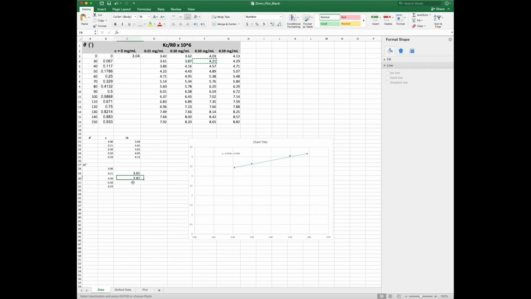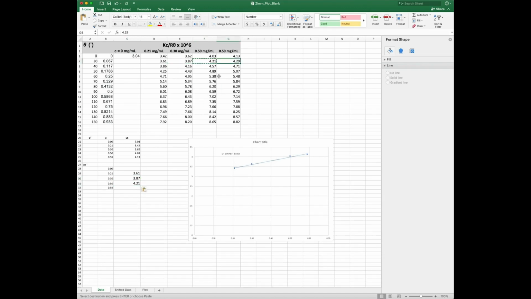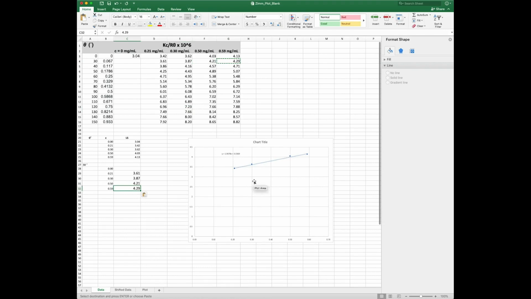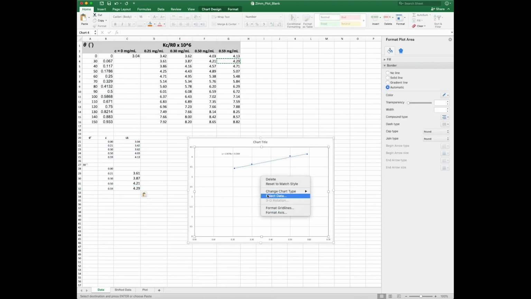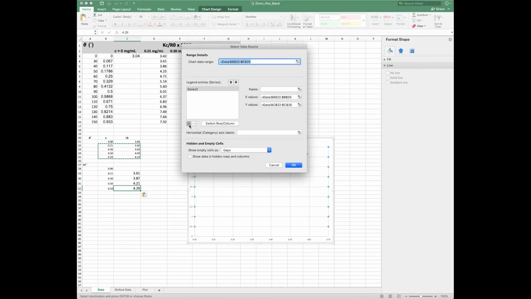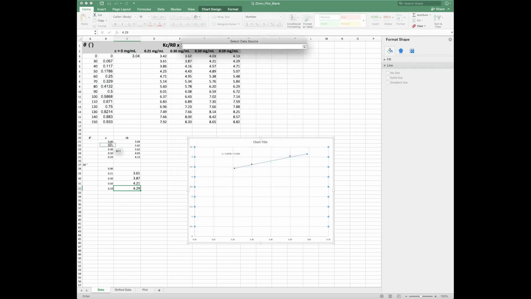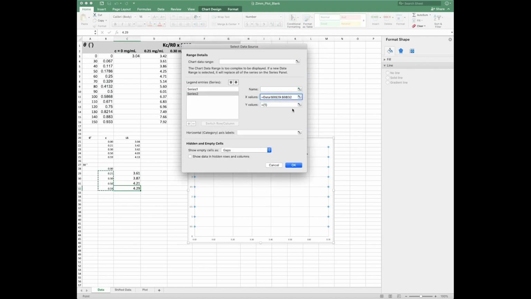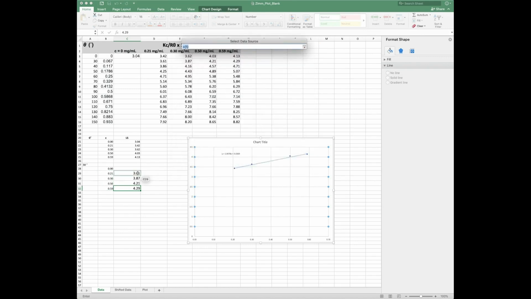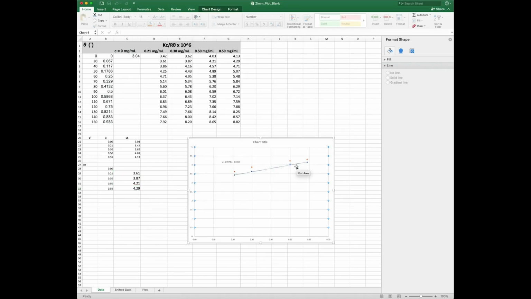3.87, 4.21, 4.29. And I can add it to this graph, create a new series. The x values are going to be the same. And the y values will be these. And there we go. So again, it's kind of hard to see, but we can do the same kind of extrapolation.